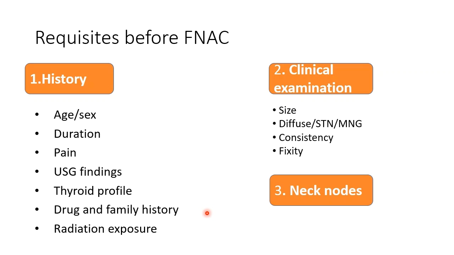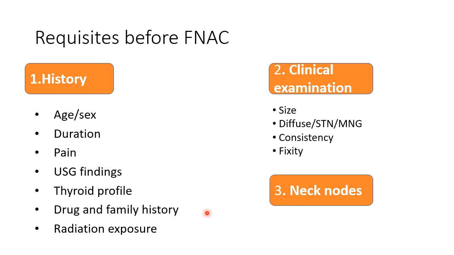Drug and family history is important because some drugs like lithium and amiodarone can cause thyroid dysfunction. So take a detailed drug history, and family history of any carcinoma of the thyroid. Previously, it was thought that medullary carcinomas are familial, but now even papillary carcinomas have been seen to run in successive generations.